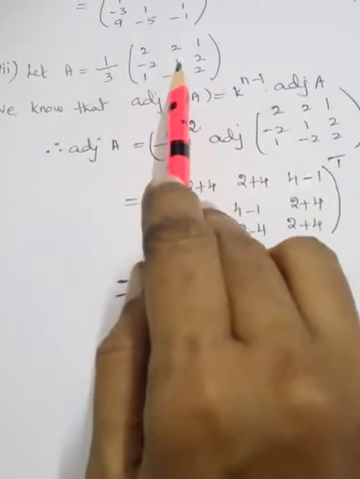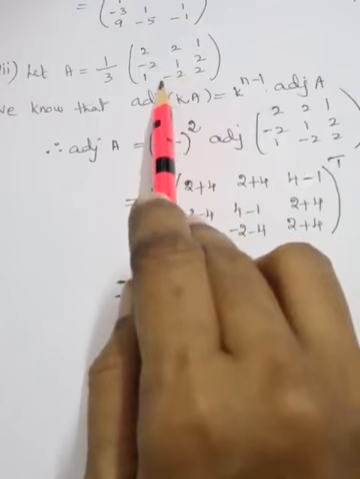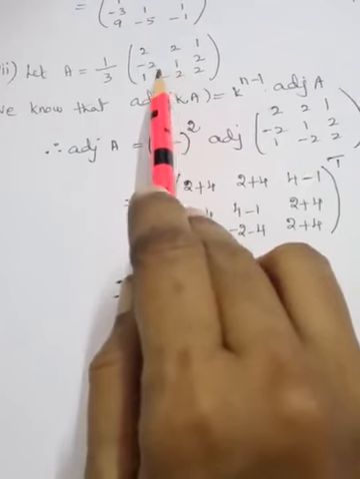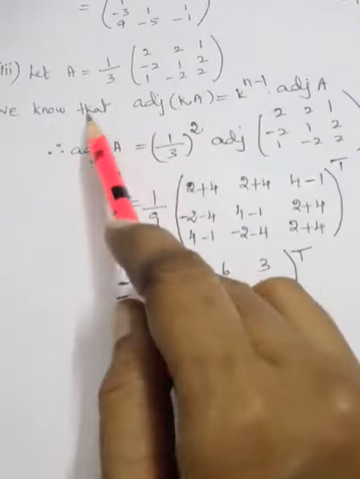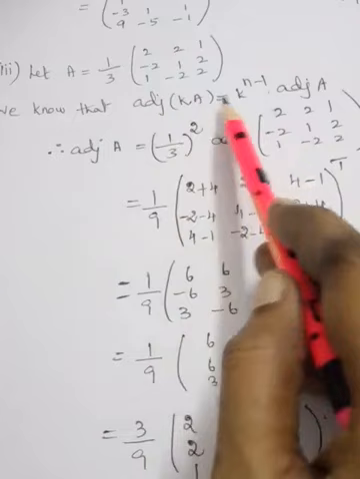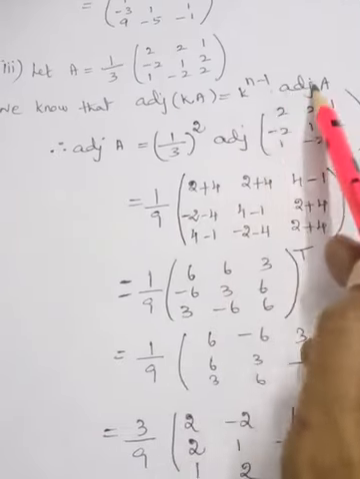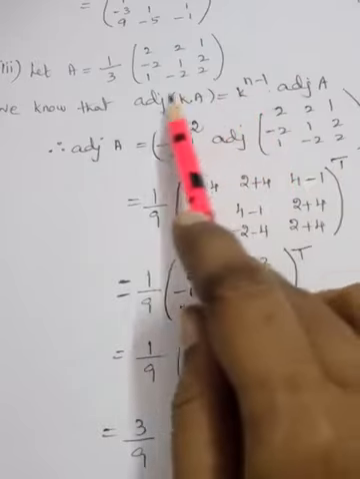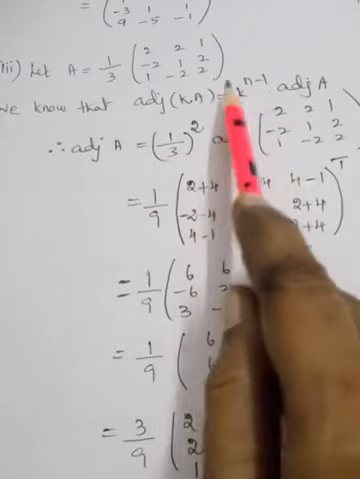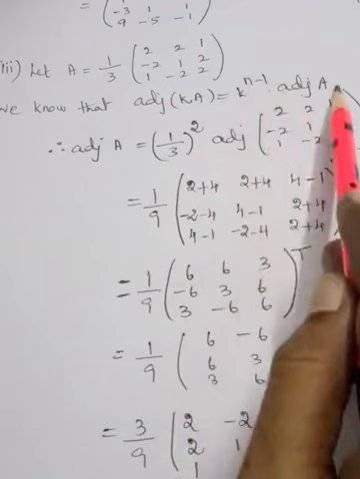Here the change is scalar multiple 1 by 3. That is a change compared with the second and third subdivision. What we know is that adjoint of kA is equal to k power n minus 1 into adjoint of A. This is a new formula using the theorem, so learn this one. What is adjoint of kA? k power n minus 1 into adjoint A.